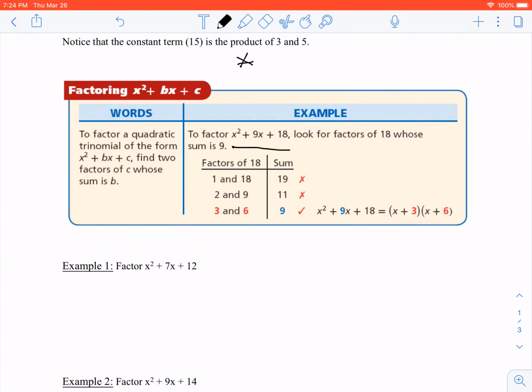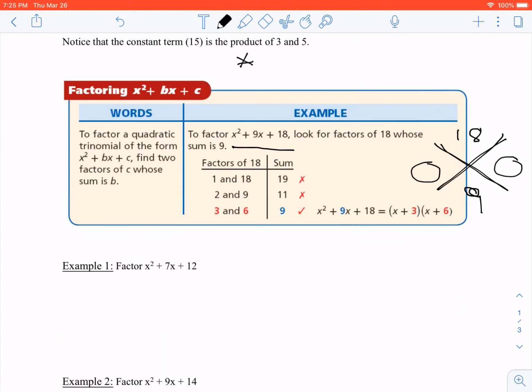X squared plus 9x plus 18. So going with what we just learned, we need to know what two numbers, when multiplied, equal 18, and when added together equal 9. One thing I like to do is make an x. On top of that x, I like to put the constant, in this case the 18. And on the bottom of that x, I like to put the 9. Then the two numbers that go here are going to be the two numbers that form my binomial.